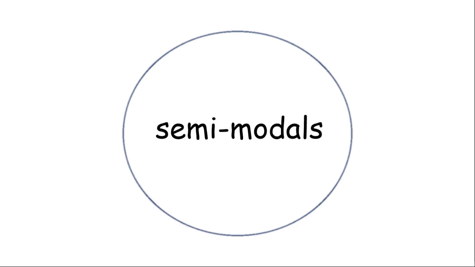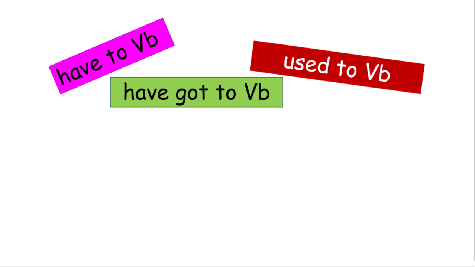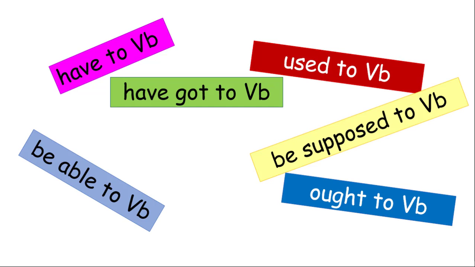Semimodals are also called phrasal modals. A semimodal is two or more words that add meaning to the verb that comes after. Semi means half. They are called semimodals because they add meaning and always take a base verb like modals, but they need help from an X word to make questions and negatives. Semimodals include have to, have got to, used to, ought to, be supposed to, and be able to. Each phrase is a little package of meaning.